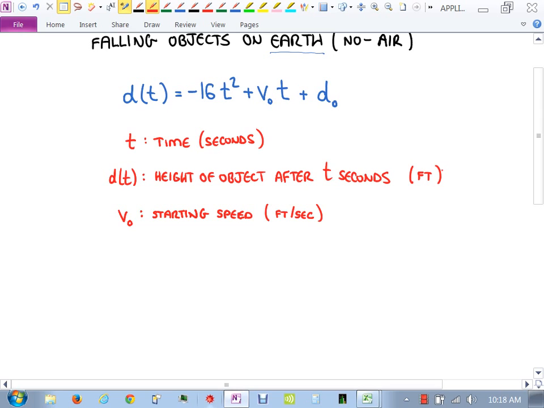Now, this is a little tricky, but I don't want to make it so tricky that you're like, what? If up, v naught is positive, if down, v naught is negative. Okay, so I need to explain this by getting up and showing you what I'm talking about.